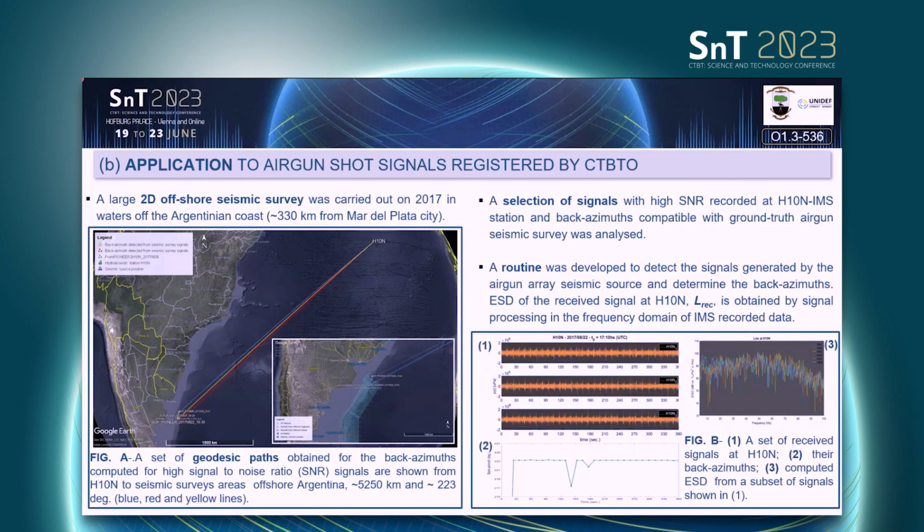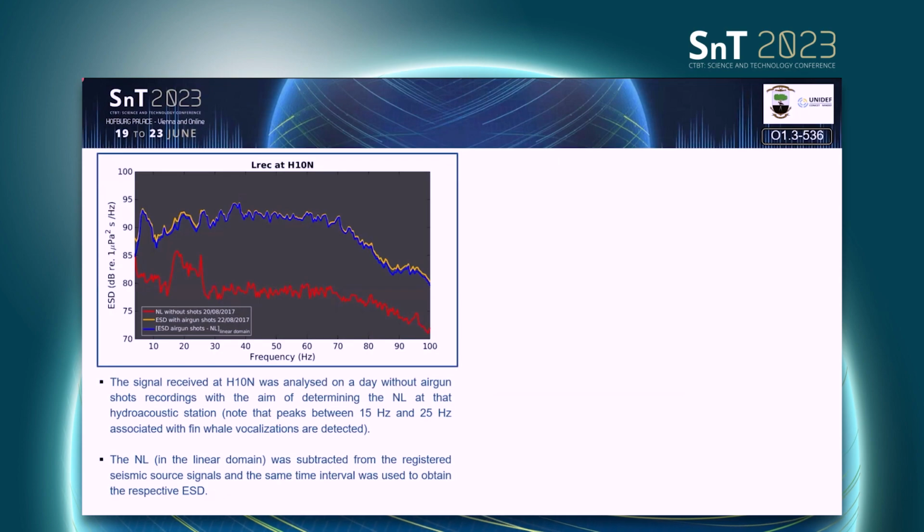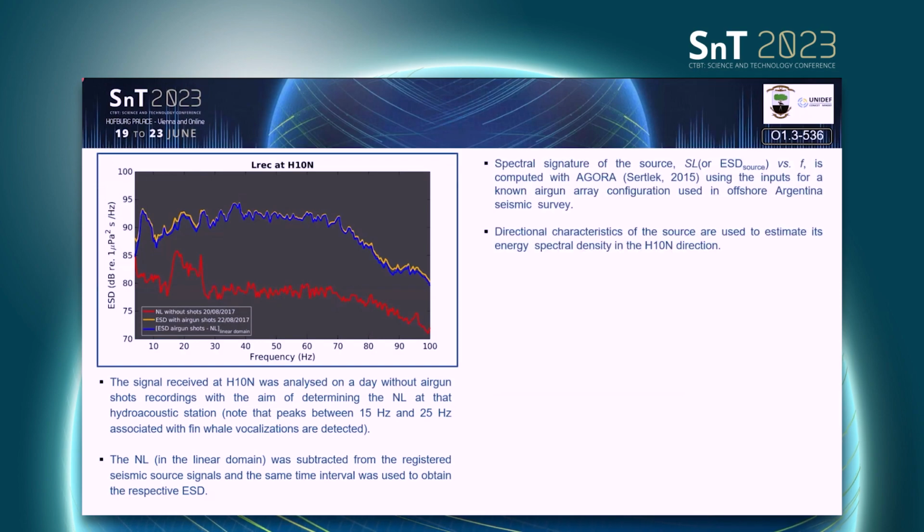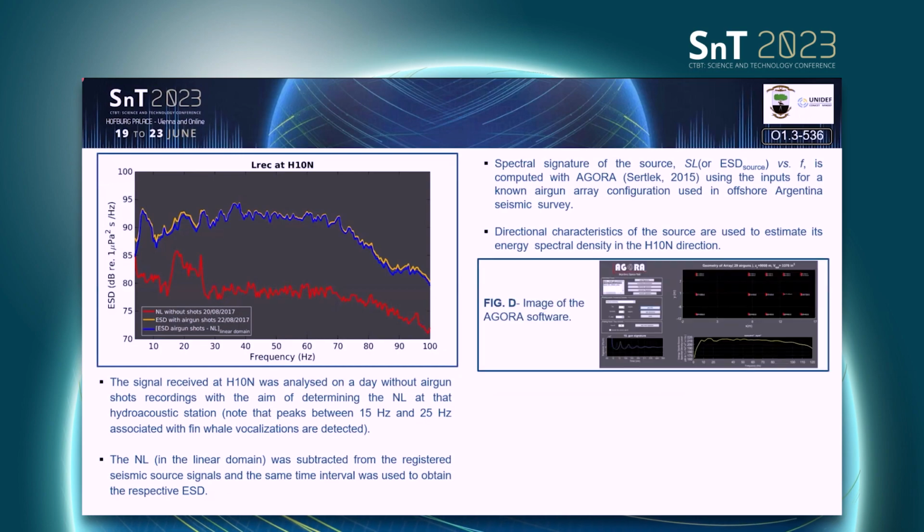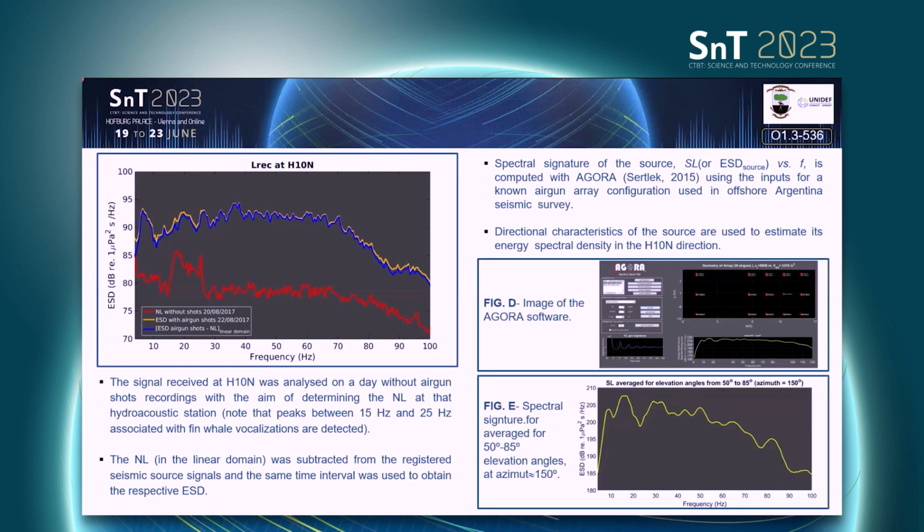Here we have an example of the analyzed signal in time and frequency domain. Then the recorded pressure levels at the Hydroacoustic station H10 node were analyzed, and energy spectral density was estimated. On the other hand, the source level of the Airgun array was estimated using Agora software, and here we show its spectral signature.